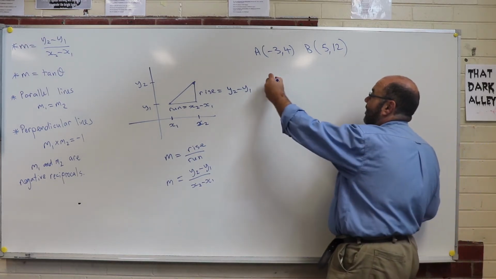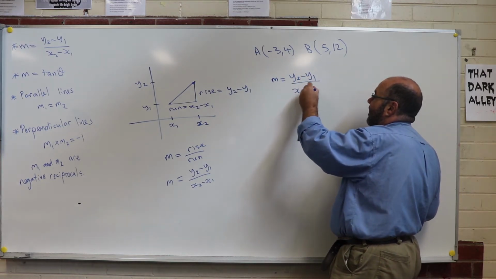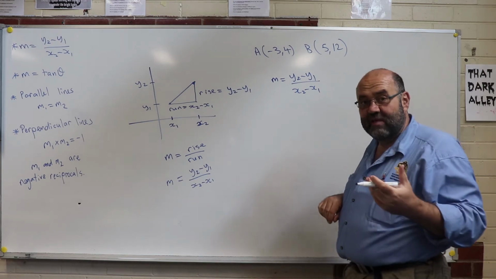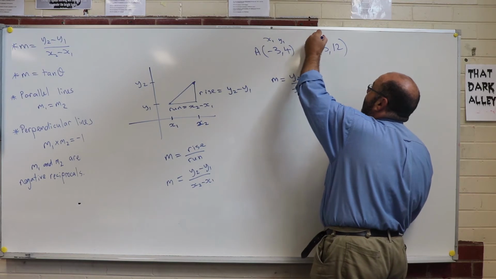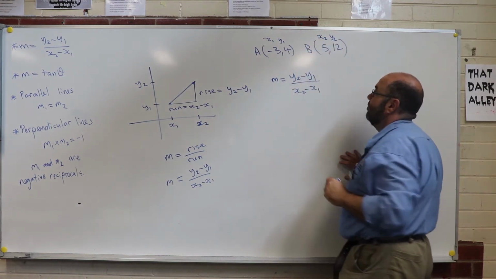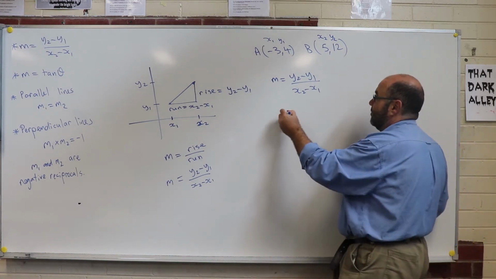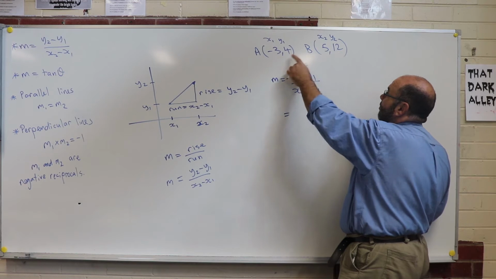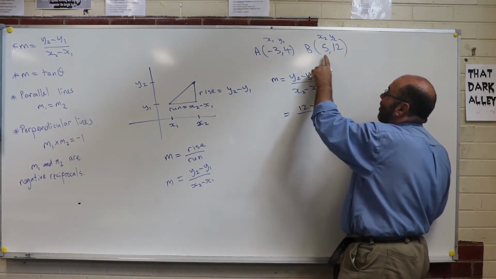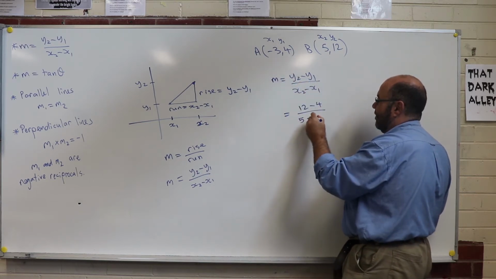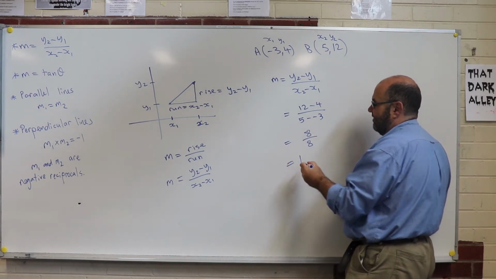Okay, so the gradient is y2 minus y1 over x2 minus x1. I should label my coordinates, so I call this x1, y1, x2, y2, and then I just carefully substitute into the formula. So y2 minus y1, 12 minus 4, over x2 minus x1, 5 minus -3. I get 8 over 8. So the gradient is 1.